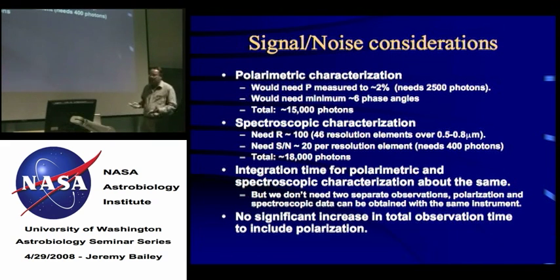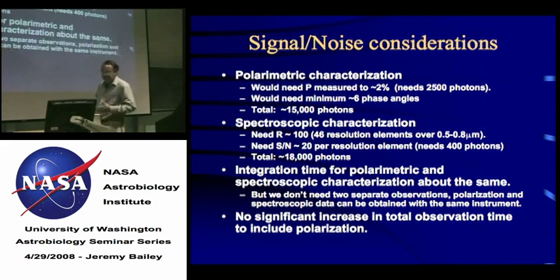But an important point is that you don't have to do one or the other. You can do both of these at the same time, because you can use an instrument that is measuring both polarization and spectroscopy. So it's not really increasing the time you need to characterize these planets, although it does mean you need to think a bit more about how you plan the observations. You can do both of these in principle with the same instrument.